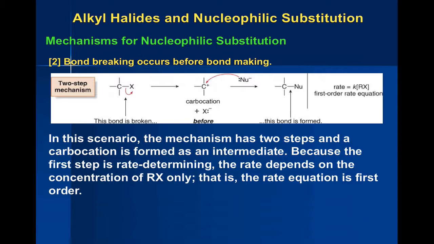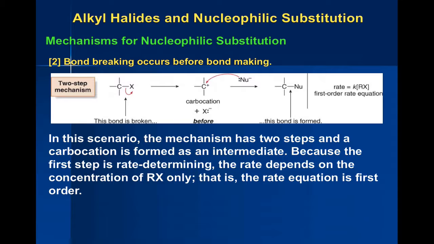But what's happening in the second step? We're making a bond. And what do we know about bond making? Endothermic or exothermic? They're exothermic. Very good, right? And so it makes sense that the first step is the slowest step. Makes perfect sense. Okay? This is called what?